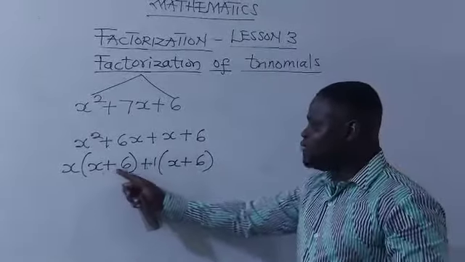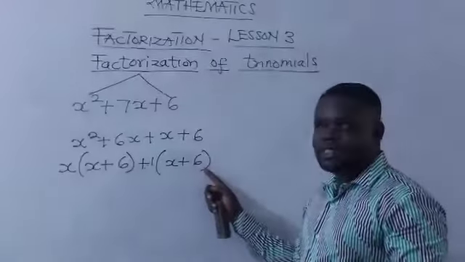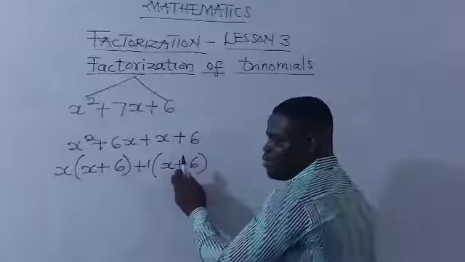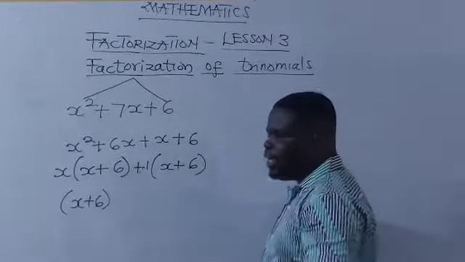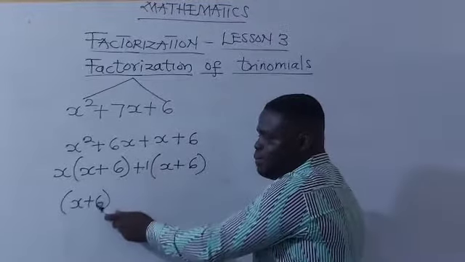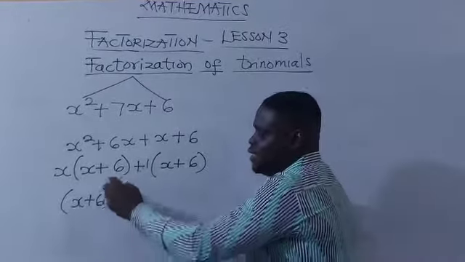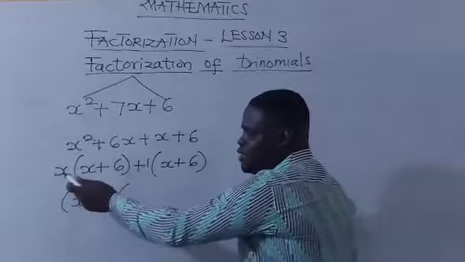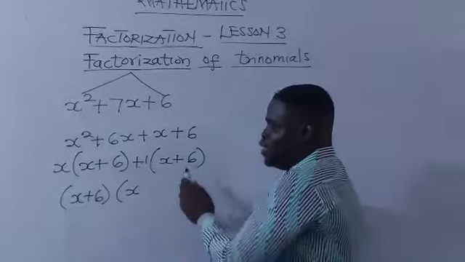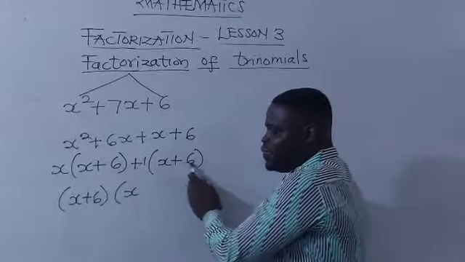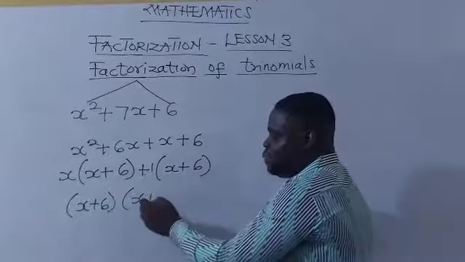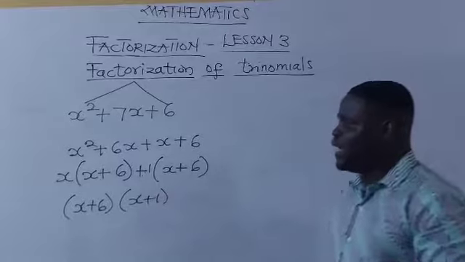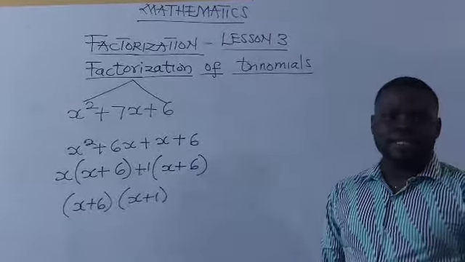The next, x plus 6 plus 1 times x plus 6, has x plus 6 in common. We factorize x plus 6 out as a common factor. We divide the first term by x plus 6. x plus 6 cancels out to leave x. Second term, 1 times x plus 6 divided by the common factor x plus 6 produces plus 1. And therefore we are done factorizing this expression.